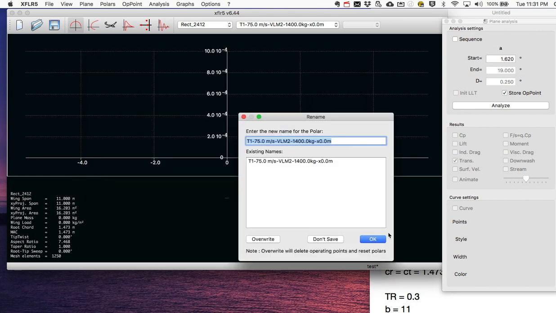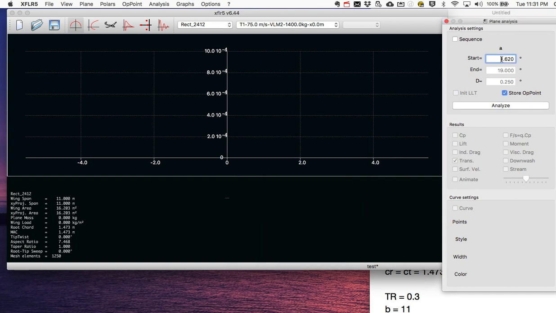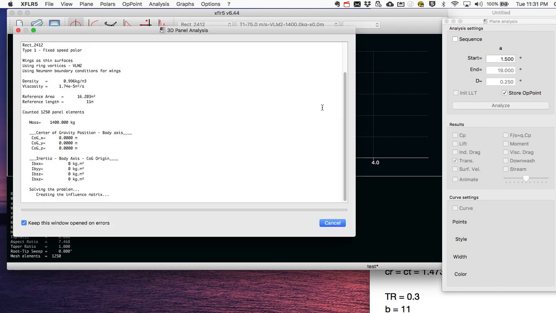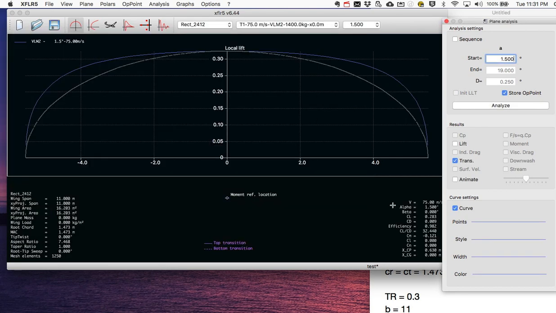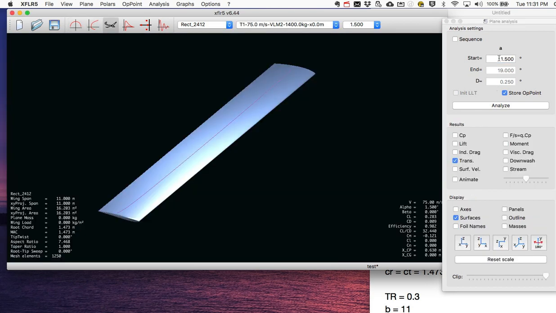So what I'm looking for, actually it's asking me to overwrite, but we've done nothing, but that's okay. And so I'm guessing somewhere around 1.5 degrees is necessary for the right lift coefficient. We'll find out. Analyze. Okay, so we're getting the lift coefficient of 0.283. We switch to the 3D view. 0.283, so we're a little low.